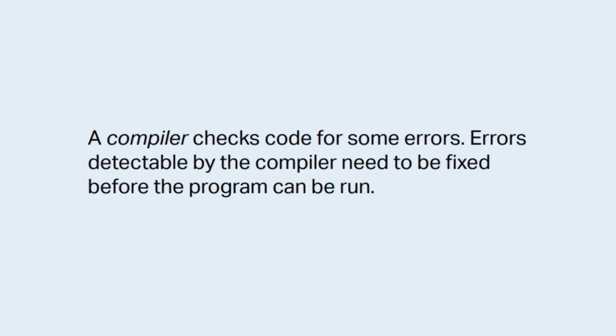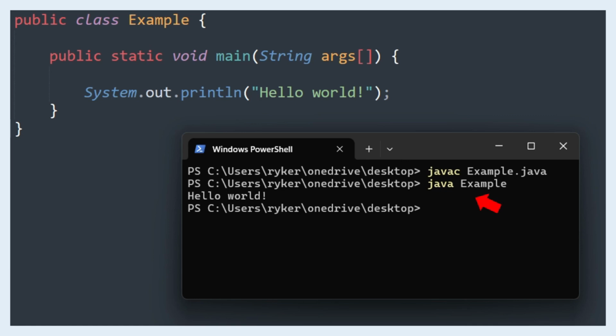A compiler checks code for some errors. Errors detectable by the compiler need to be fixed before the program can be run. In Java, before code can be run, it must be successfully compiled. It checks for some, but not all, errors. Of the errors we're going to look at in this video, the compiler only checks for syntax errors.